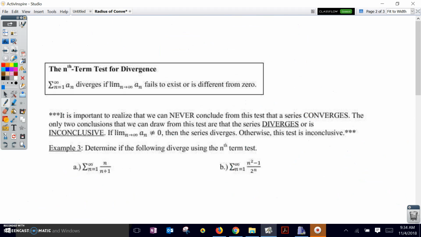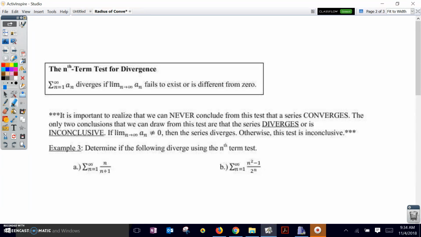And this is going to be our first test that we will use to determine convergence and divergence of series in general. We're now going to start expanding our knowledge beyond just the geometric series. And this is a great first place to start, the nth term test. A series, the sum from 1 to infinity of a sub n, diverges if the limit as n approaches infinity fails to exist or is different from 0.